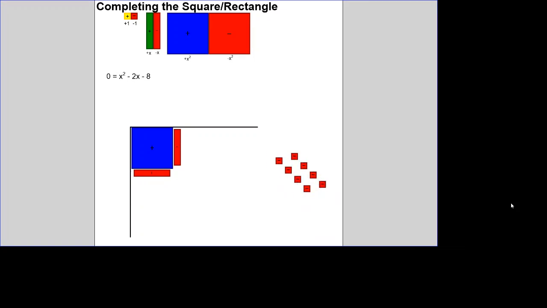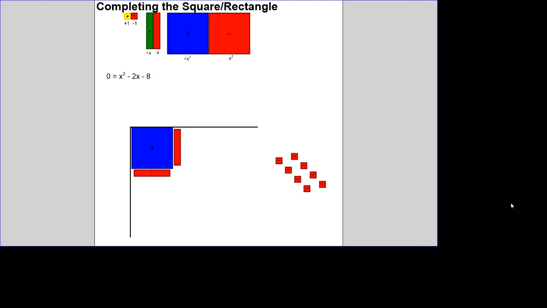Now remember, the whole name of this is completing the square. So we need to figure out how many positive 1s I need to complete the square. The reason it has to be a positive 1 is because this square is either going to be a positive times a positive, which is positive, or a negative times a negative, which is positive. So I actually need here a positive 1. The problem is I don't have a positive 1.